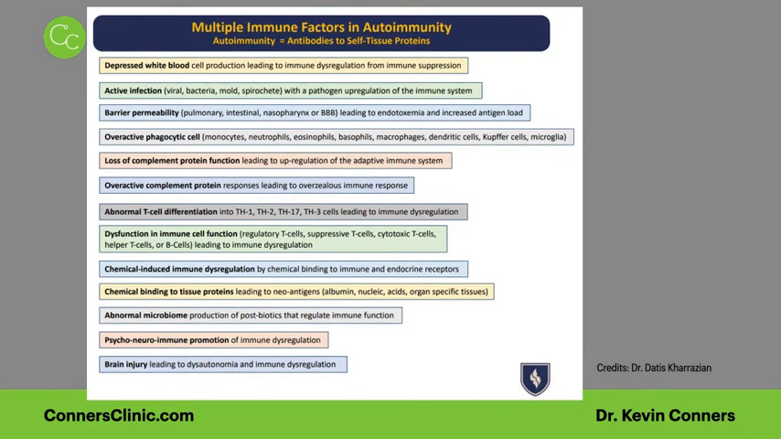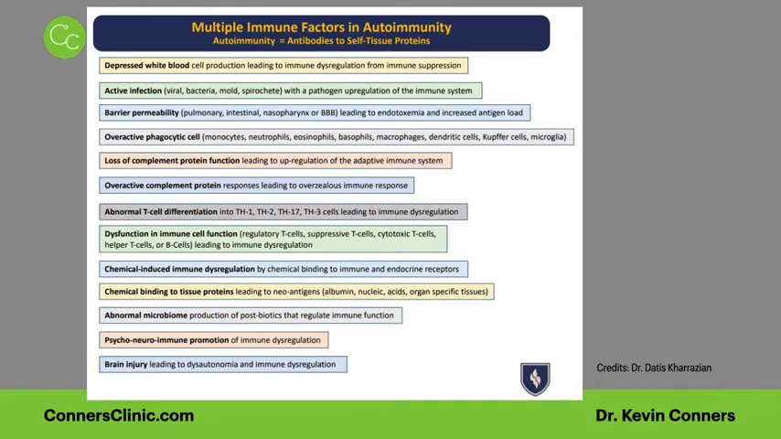There's multiple immune factors in autoimmunity. You can have depressed white blood cell production leading to immune dysregulation. You can have an active infection, meaning that you have a current viral load, a current bacterial load, mold load, spirochete with Lyme disease, an active pathogen that's upregulating the immune system. You can have barrier permeability that we talked about, overactive phagocyte cells: monocytes, neutrophils, eosinophils, basophils, macrophages, dendritic cells, Kupffer cells, and microglia in the brain.